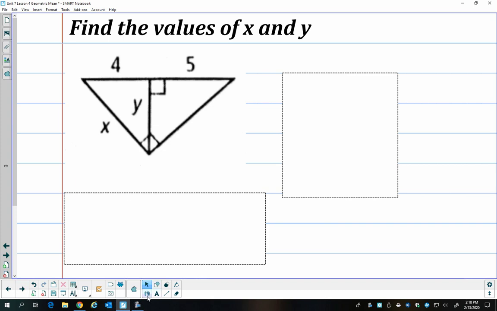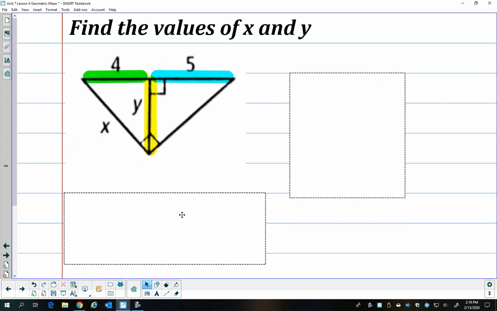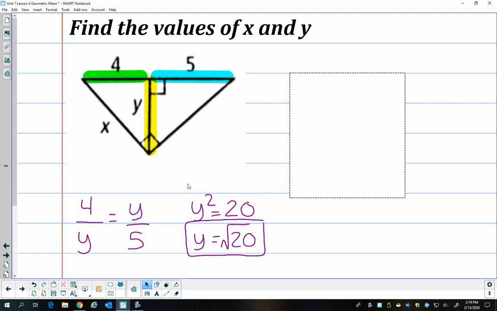Let's do another one. Again, y is the geometric mean. It's the altitude, so it's the geometric mean of 4 and 5, the two parts of the hypotenuse that are formed by the altitude intersecting it. So I could write 4 over y equals y over 5 and solve to get y to be square root of 20.